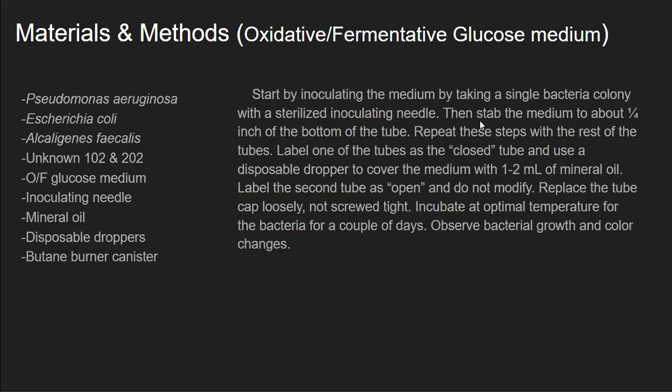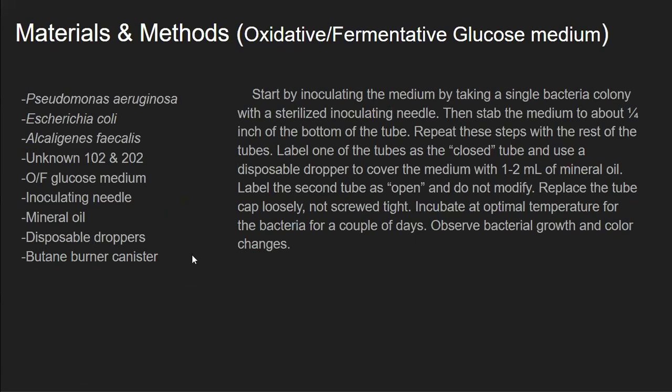The materials and methods for the oxidative fermentative glucose medium. These are the materials. Start by inoculating the medium by taking a single bacteria colony with a sterilized inoculating needle. Then stab the medium to about 1/4 inch of the bottom of the tube. Repeat these steps with the rest of the tubes.